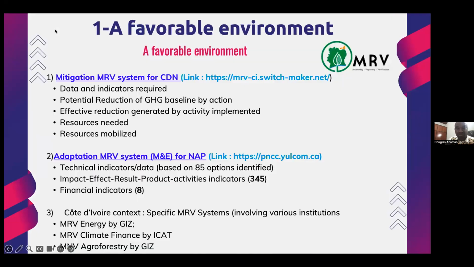Côte d'Ivoire. We need to say that between 2015 and 2022, Côte d'Ivoire has improved the M&E process. So we're talking about a favorable environment. That's why Côte d'Ivoire was involved in a mitigation MRV system for NDC.